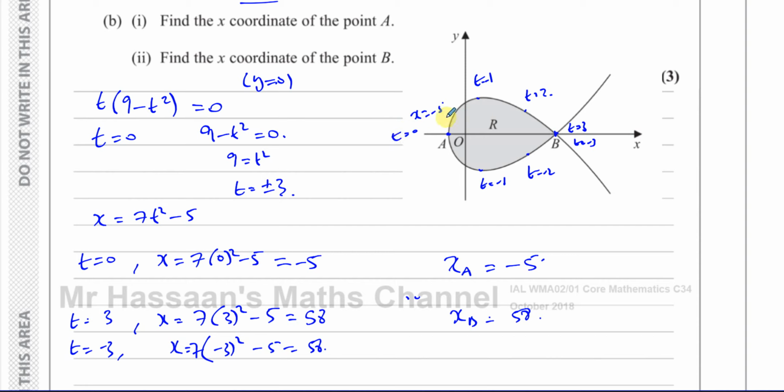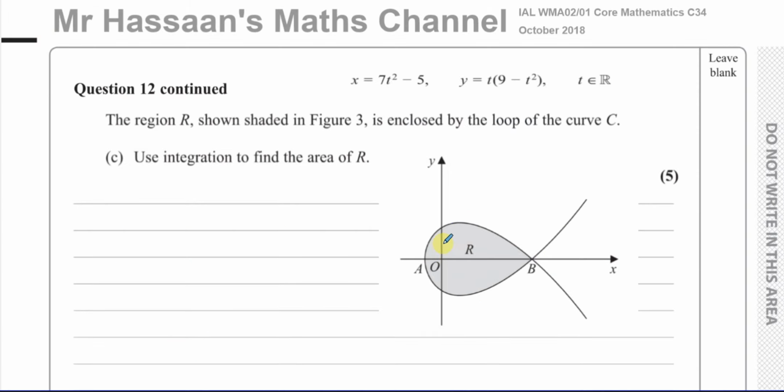So with the parametric equation, the t values take you to different points on the curve. And sometimes you end up with this type of shape. So if you carry on with the positive t values, it'll probably go along this line: t equals 4, t equals 5, t equals 6. But if you go with the negative t values, it'll go on this line here. So that's how a parametric curve works. And understanding that will hopefully help us to understand the next part of this question, which is part C. It says the region R shown shaded in figure 3 is enclosed by the loop of the curve C. Use integration to find the area of R.